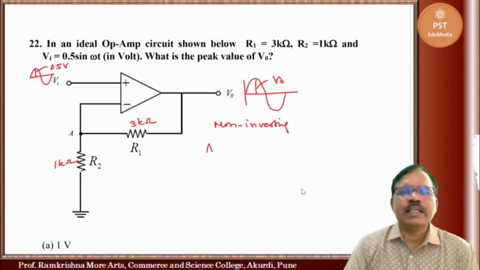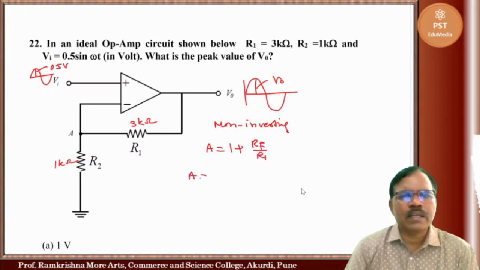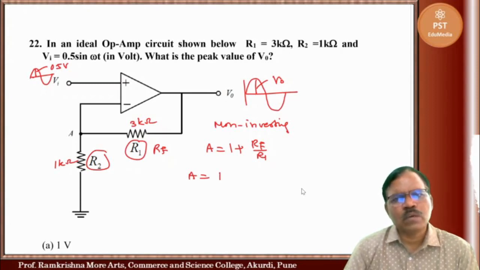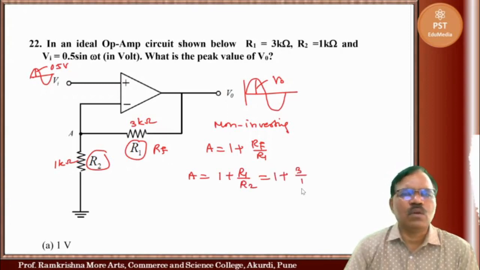So its gain is A is equal to 1 plus Rf upon R1. So here actually, in place of Rf we have Rn, and in place of R1 we have R2. So here 1 plus R1 upon R2. So you will get 1 plus 3 by 1 kilo ohm. So you will get 4.